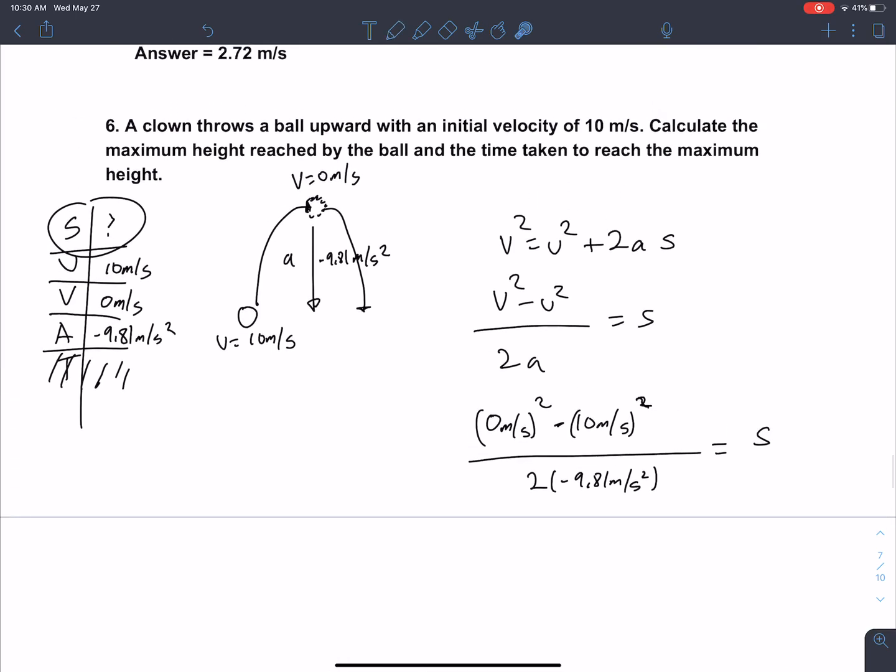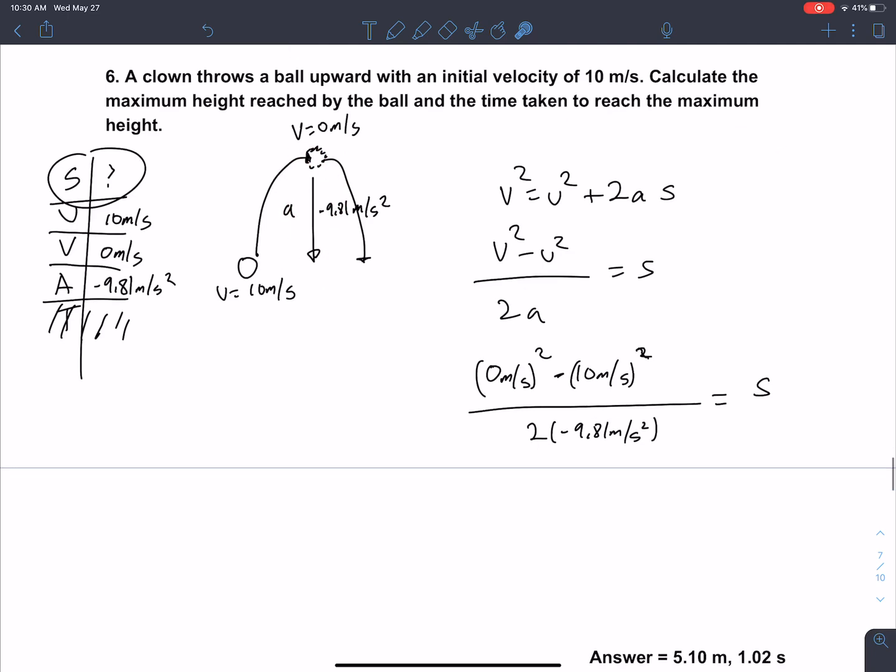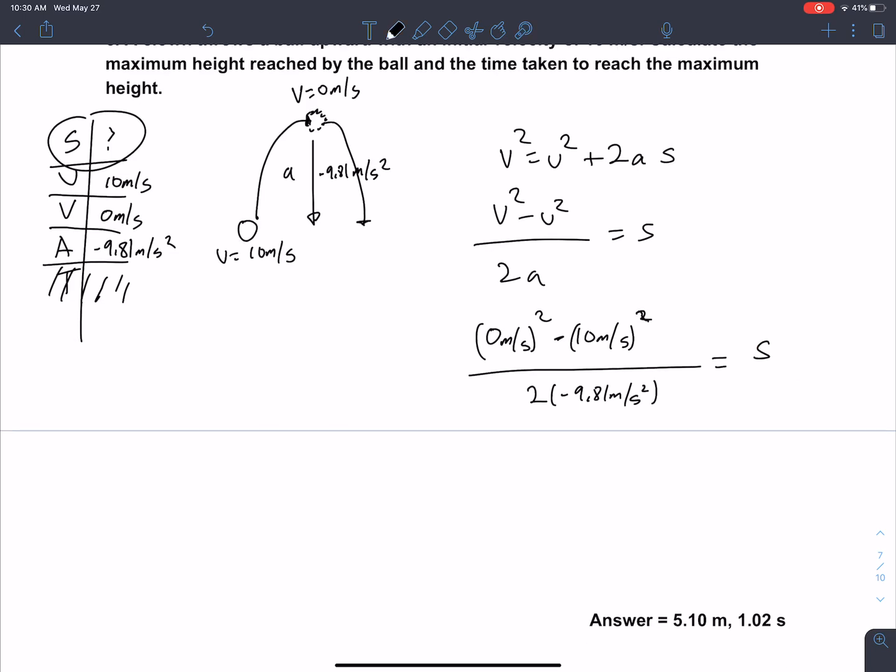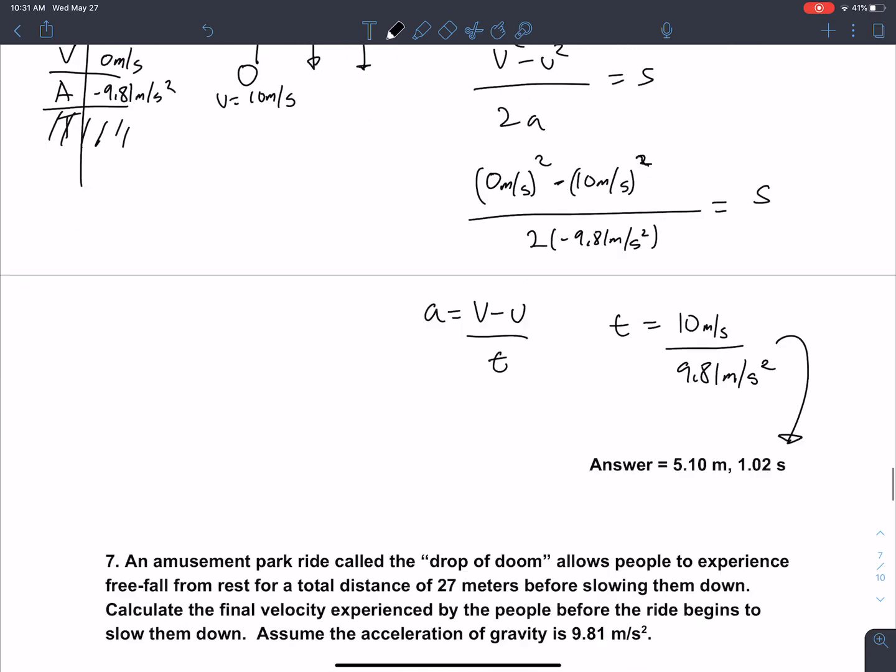Okay, now to calculate the total time taken to reach the maximum height, I can plug that into a different formula to find time. And that formula, the simplest one, would be a is equal to v minus u divided by t. All right, so t is going to be equal to 10 meters per second, which is going to be the difference between v and u, divided by 9.81 meters per second squared, and that should give us a total time of 1.02 seconds to get to the top.